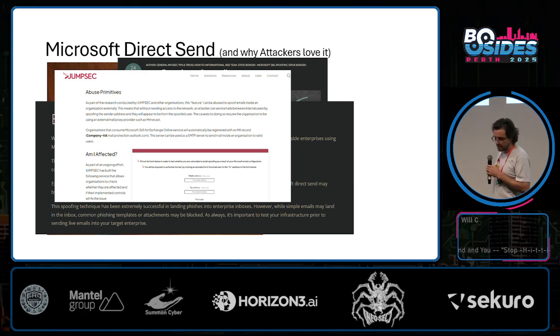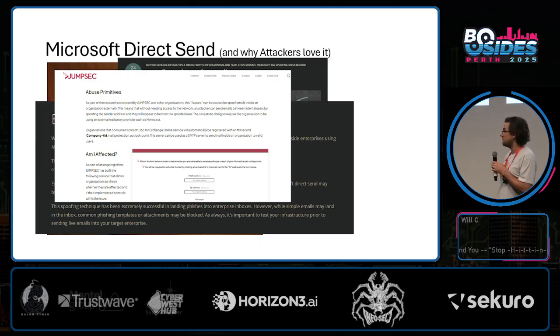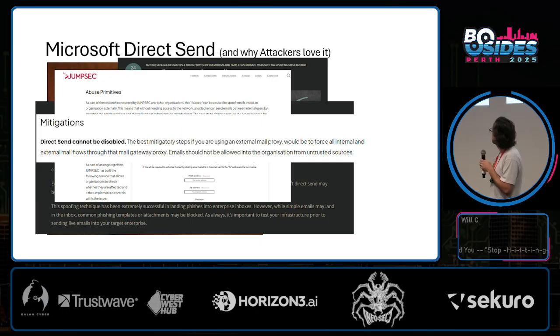In 2023, these guys produced an endpoint that you could go to test whether your organisation was vulnerable. I never saw this at the time. I only found this when I was researching for this talk. But they made the really clear point that direct send cannot be disabled. You cannot turn this thing off. There are workarounds, which we'll get into later, but the main thing is it is on by default and can't be switched off.